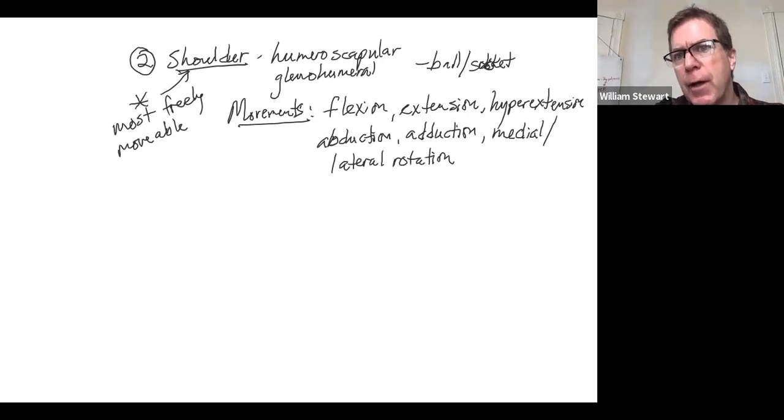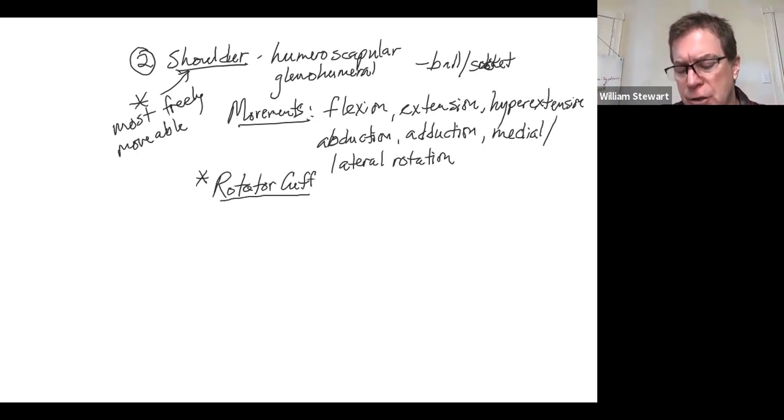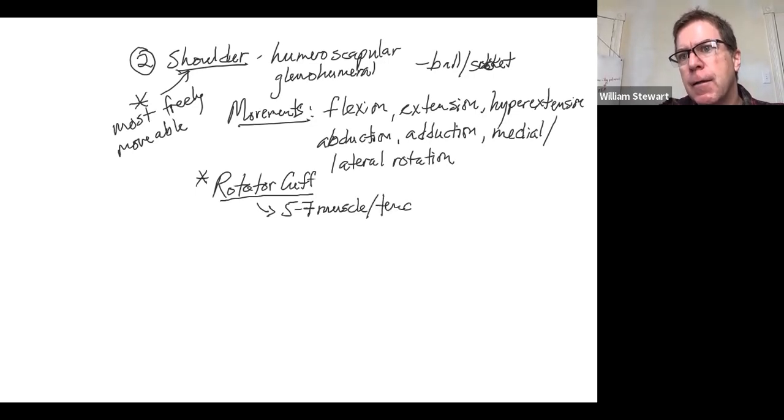Before I move on to the next joint, because we all hear the term rotator cuff. The rotator cuff is not one specific structure. It's basically 5 or 6 muscles and their corresponding tendons that strengthen the joint the most. Depending on what source you read, I'm just going to write 5 to 7 muscles and tendons that stabilize the shoulder. It stabilizes this joint.